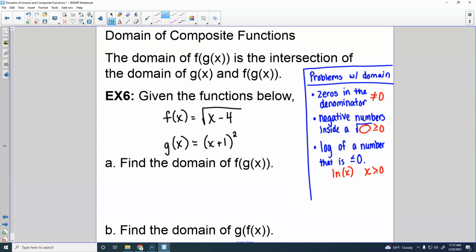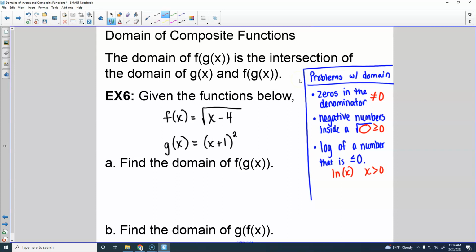So that is helpful for just domain in general for all functions. Whenever we are looking at domain of composite functions, that is where we're taking f and plugging it into g, or taking g, plugging it into f. So the domain of f of g of x is the intersection of the domain of g of x and f of g of x.